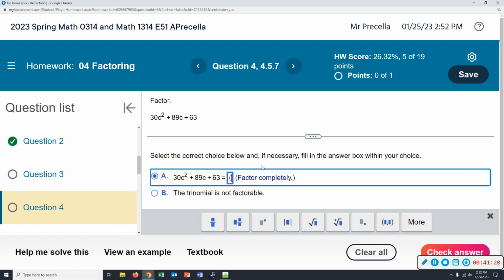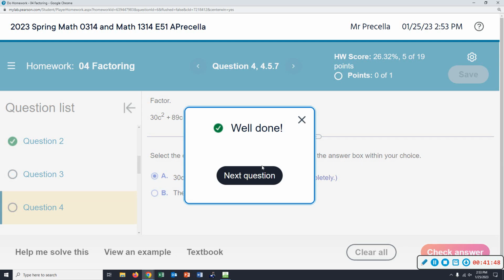Okay. So, all right. 5C plus 9, close parentheses. Notice how I'm not hitting a space key. With Pearson here, you never hit a space key. You never use capital letters. Parentheses, 6C plus 7, close parentheses. And check it. Any questions there?